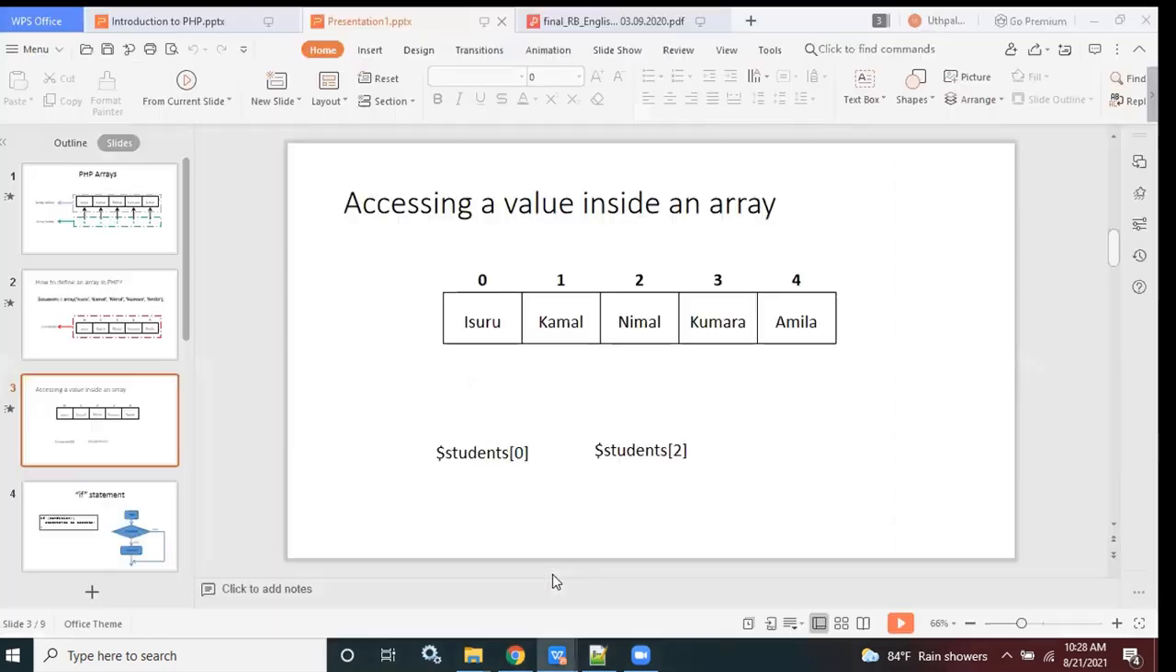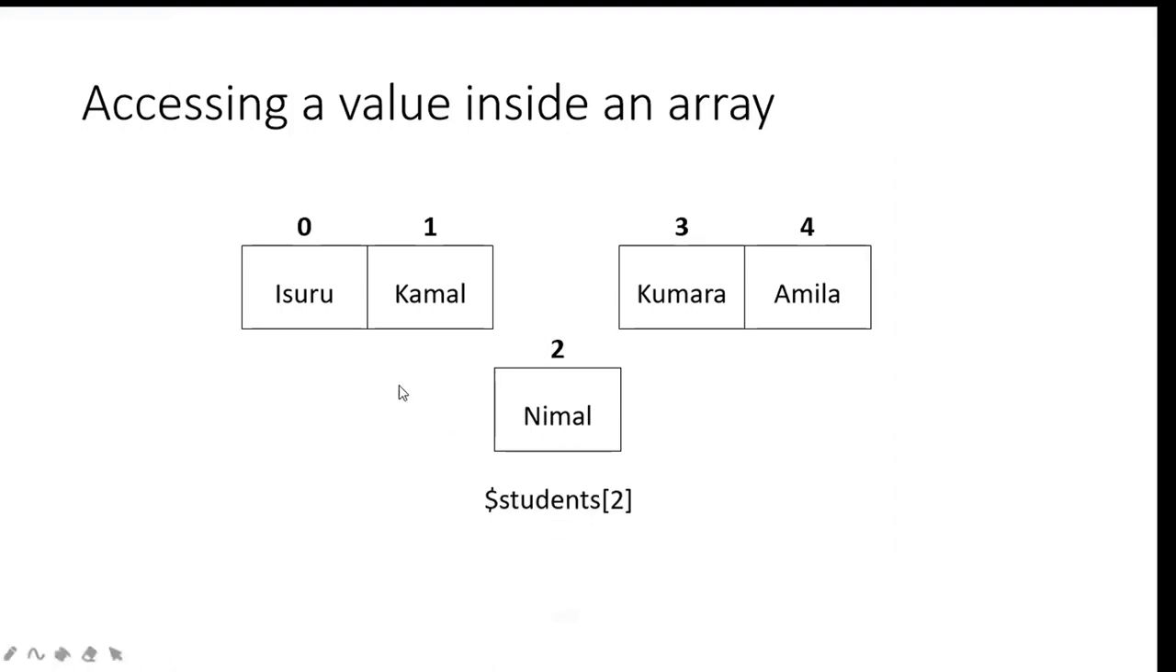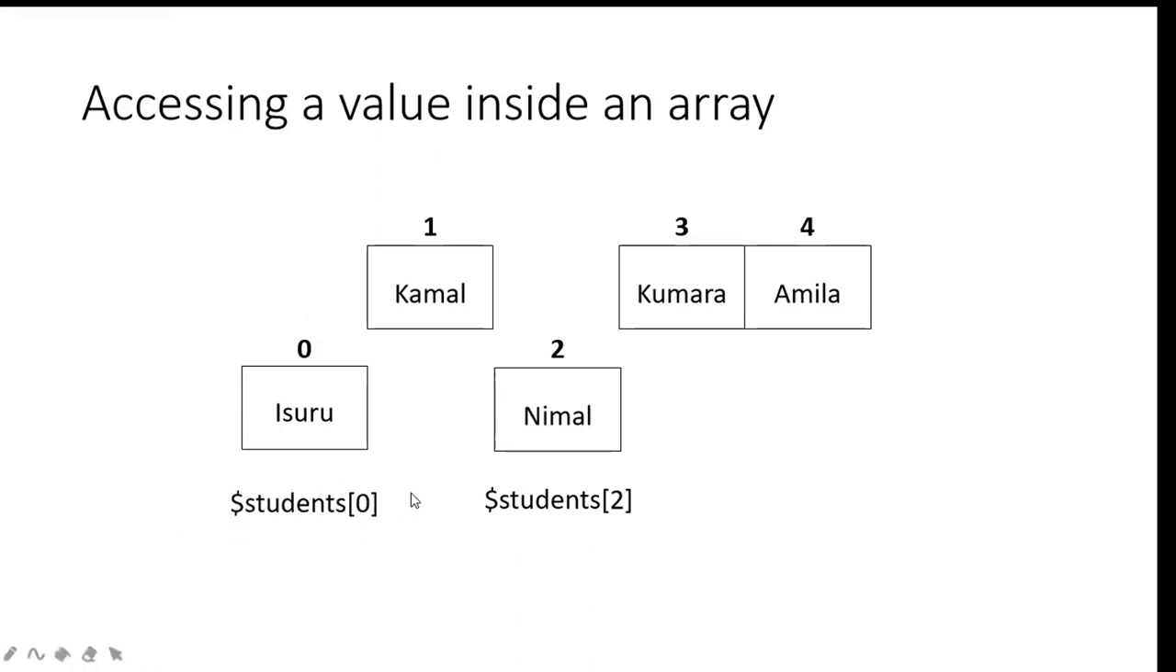So you can understand it with this, let me explain to you, accessing a value inside an array. So this is your array. What happens is, if you want to access this value, which has the index number 2, then you can simply mention it as $students, then index number 2. If you want to access Isuru, then $students, 0. The index number is 0. That is how it's going to work.